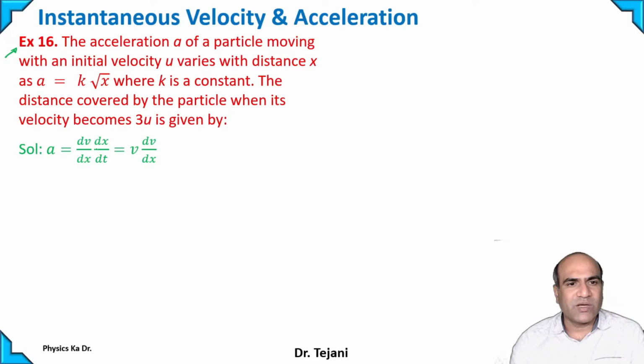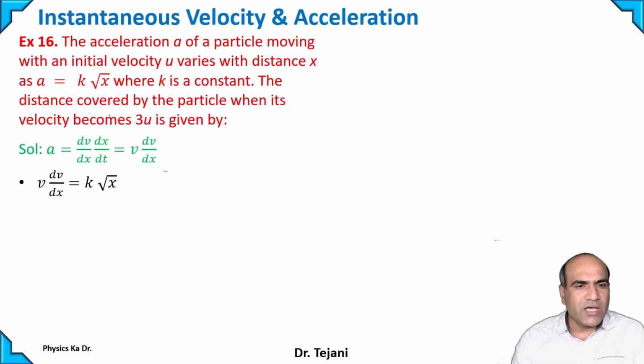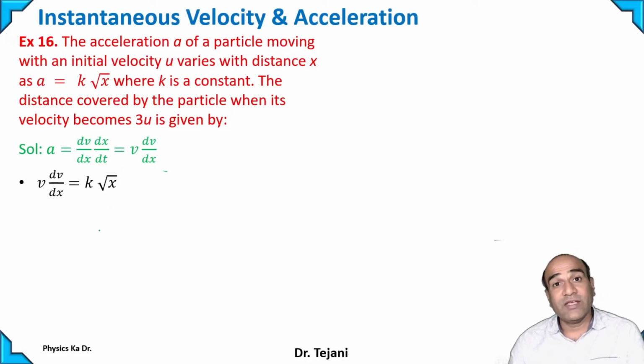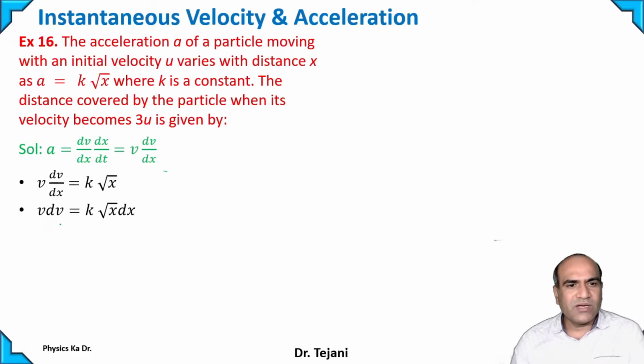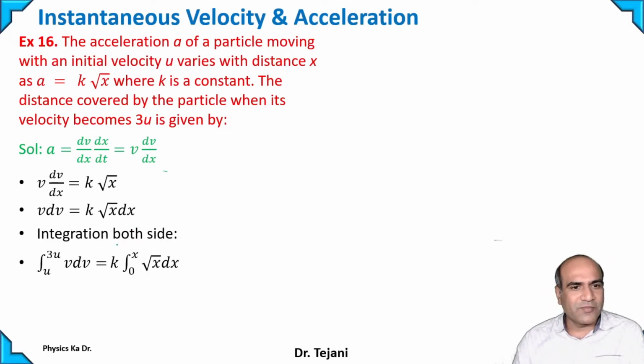So we know this equation: a is equal to dv by dx times, and dx by dt is equal to v. So we can write it in this manner. a is equal to k root x. We know that a equals v dv by dx is equal to k root x. And what next? v dv is equal to k root x dx, taking integration on both sides. Initial velocity is u, final is 3u, that is given. v dv becomes v squared by 2, from u to 3u, is equal to k, which is a constant. What is the power of x? x power 1 half.